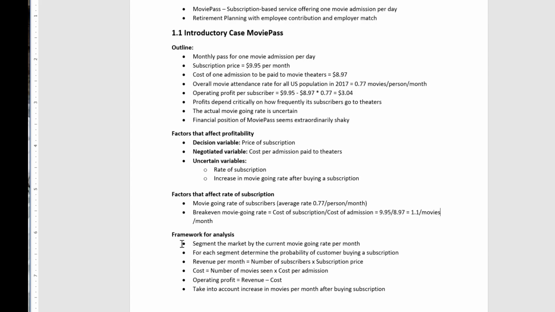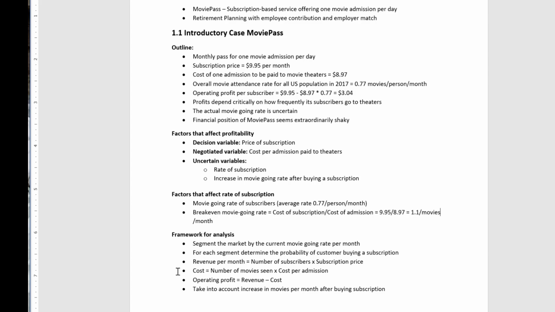Okay. Now, the framework for analysis is to segment the market by the current movie going rate, and for each segment we have to determine the probability of a customer buying a subscription. Okay, because that's going to vary depending upon the current movie going rate of that segment. And then based on that, we'll figure out how many subscriptions there will be. That will give us the revenue per month, number of subscriptions times subscription price.